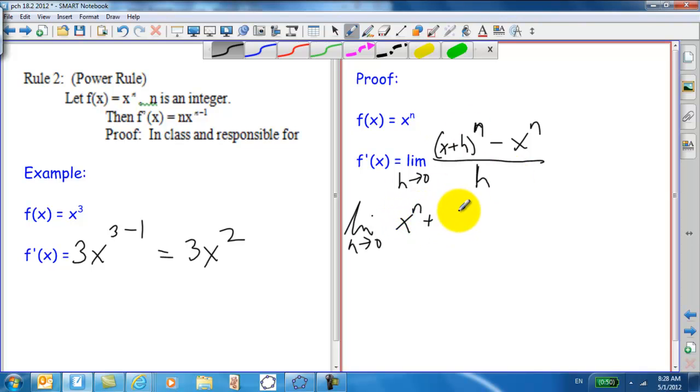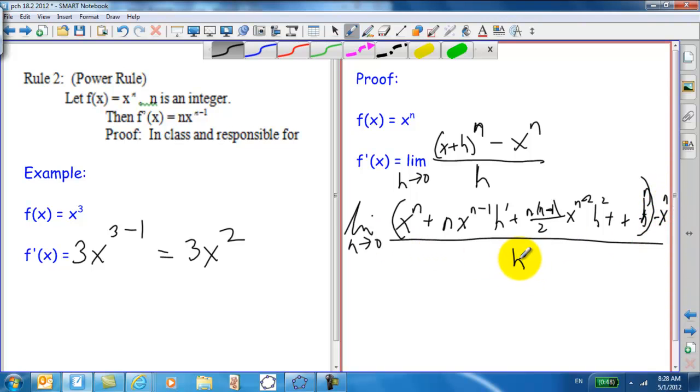x to the n plus n times x to the n minus 1 h to the 1 using our binomial expansion, plus n times n minus 1 all over 2 x to the n minus 2 h squared, plus and so on, all the way down to the other end, which will be h to the n. And then all of that was basically (x plus h) to the n, and then you're going to subtract off x to the n, all over h.